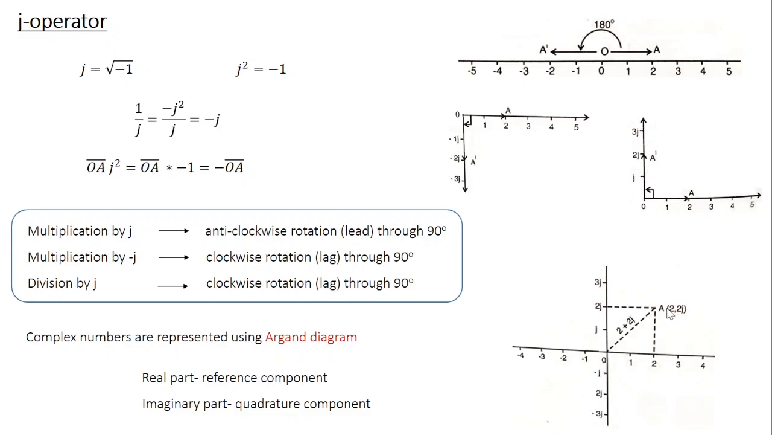So any complex number has two components, the real component and the imaginary component. Now how do you plot a vector? Just like you plot any vector in an xy plane. So what do you do? If you want to plot a complex number 2 plus 2j, here the real part is 2, the imaginary part is 2j, right?